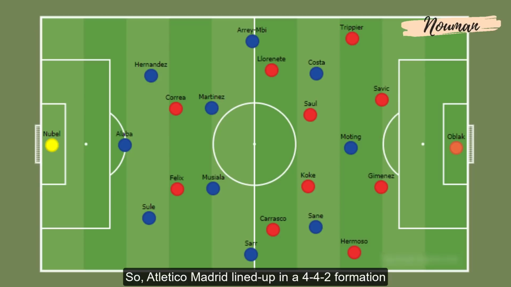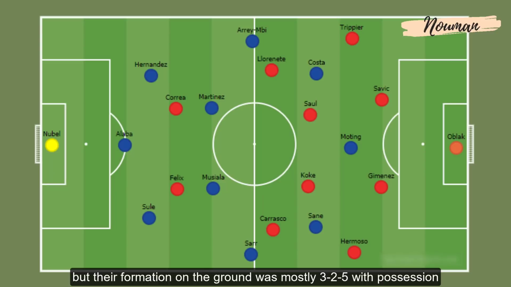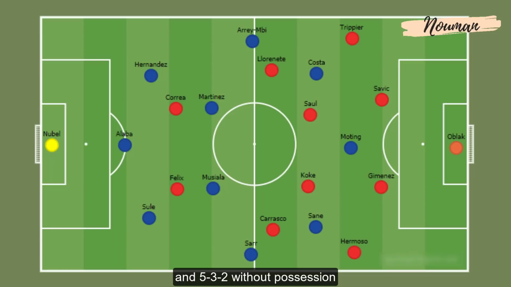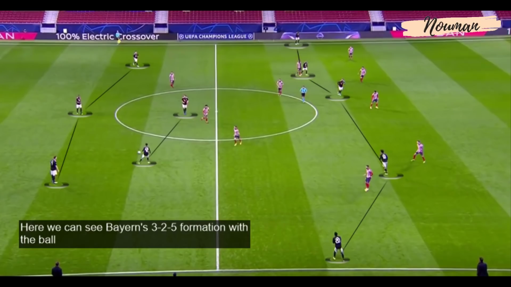So Atletico Madrid lined up in a 4-4-2 formation, which mostly changed to a back 5 without the ball. While Bayern Munich, on the other hand, lined up in a 4-2-3-1 formation, but their formation on the ground was mostly 3-5 with possession and 5-3-2 without possession. Here we can see Bayern Munich's 3-5 formation with the ball.